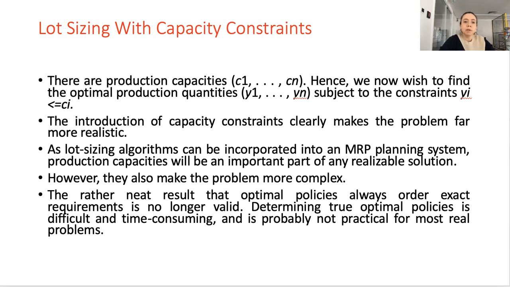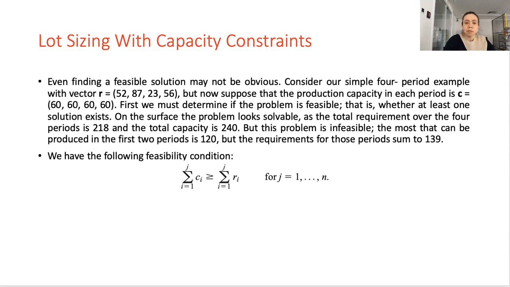Now I would like to talk about lot sizing with capacity constraints. In the previous examples, we didn't consider the capacity constraints, but in real life, we always have capacity constraints. I mean, for each period, we have a maximum amount of production that we can do. When we consider capacity constraints, we make our problem more complex, and determining true optimal policies is difficult and time-consuming and is probably not practical for most real problems. Now I will show you some examples.